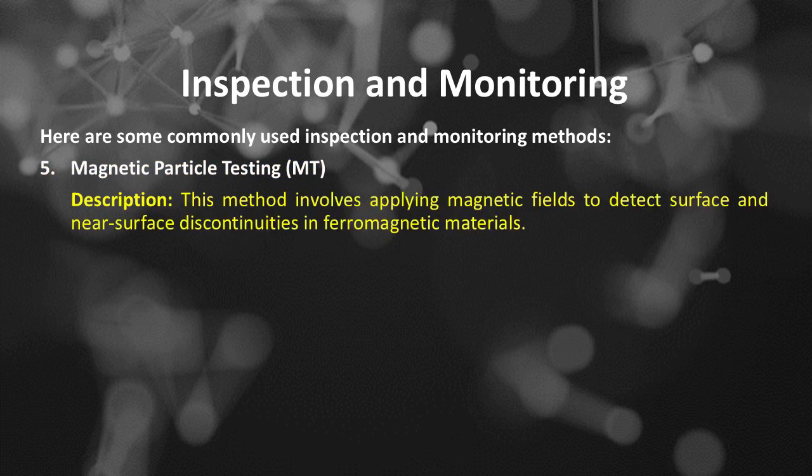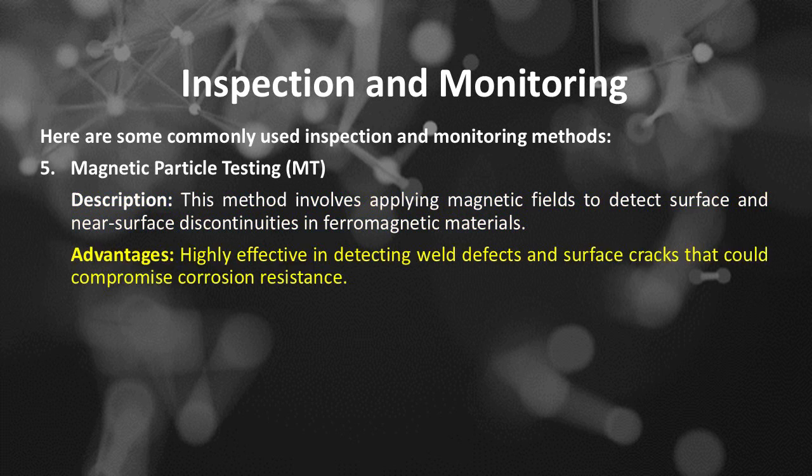Number 5 is magnetic particle testing, or MT. Magnetic particle testing description. This method involves applying magnetic fields to detect surface and near-surface discontinuities in ferromagnetic materials. Magnetic particle testing advantages. Highly effective in detecting weld defects and surface cracks that could compromise corrosion resistance.